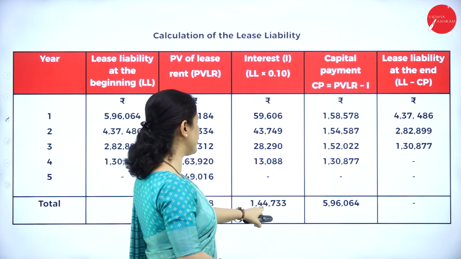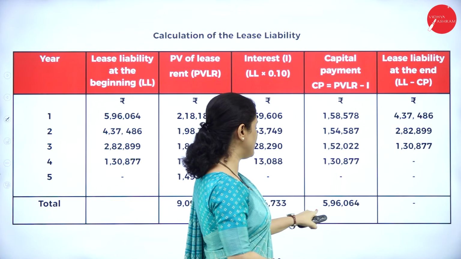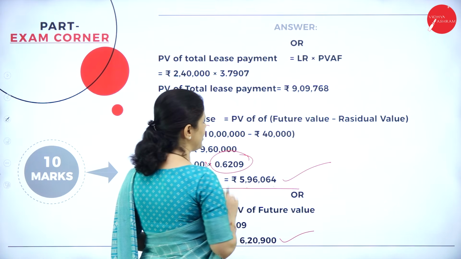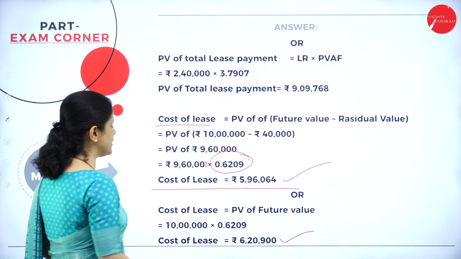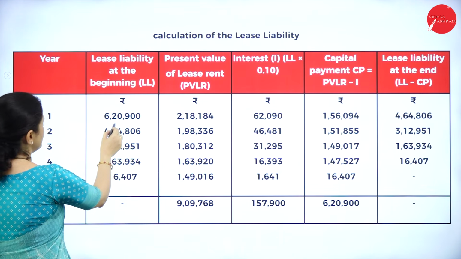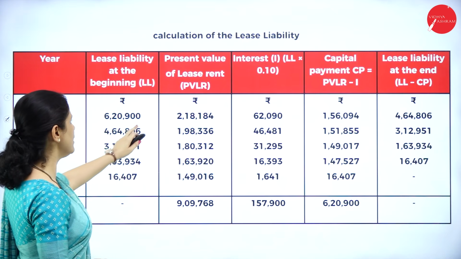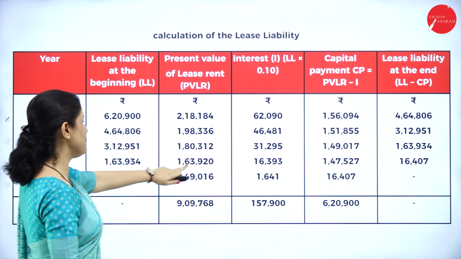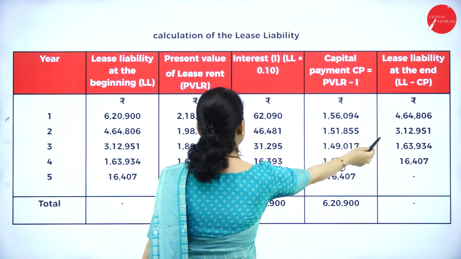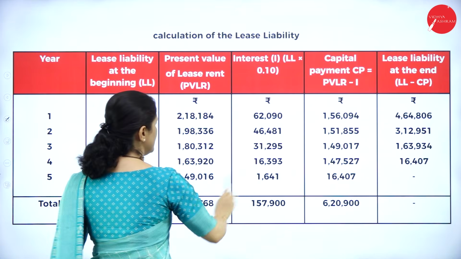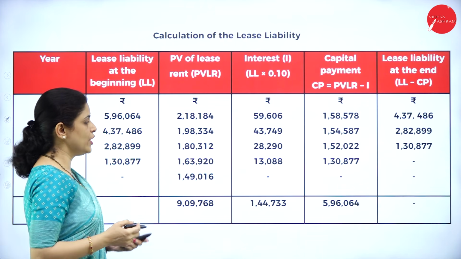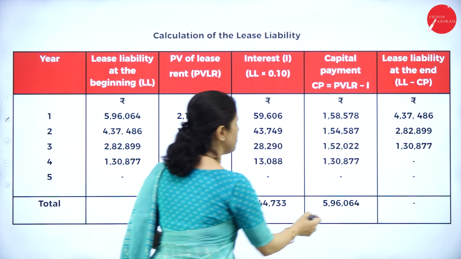Here interest is 1,44,733 and capital payment is 5,96,064. When we take this value into consideration, or if we are doing it by the other method, we have to take the value 6,20,900. So here we have to take this one, 6,20,900. After that, all the method will be the same, and this value we have to take here. Again this value will be here, and this value will be here, and that 16,407 will be here.